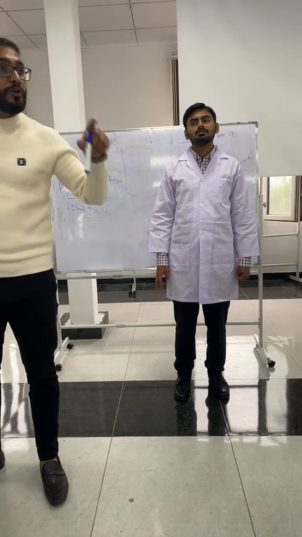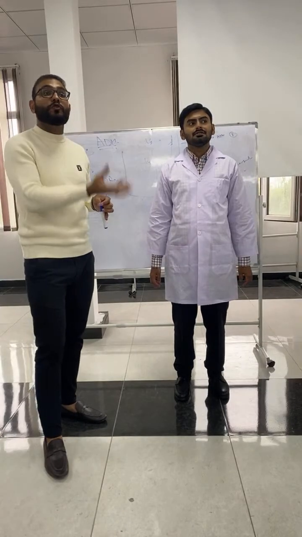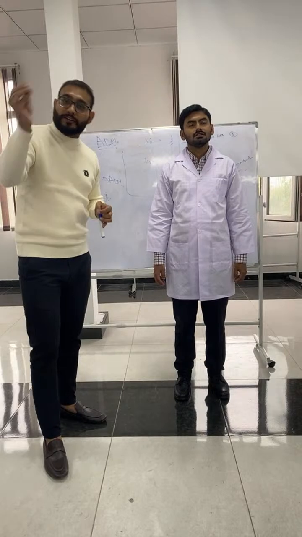So in hypervolemia, what do we see? We see a high level of fluid in the heart, in the atria and the ventricle. Now I have a question for you guys. Which hormone is released in a hypervolemic condition, in which a high level of fluid is accumulated in the atria and ventricle? ANP and BNP. Very good, shabash.